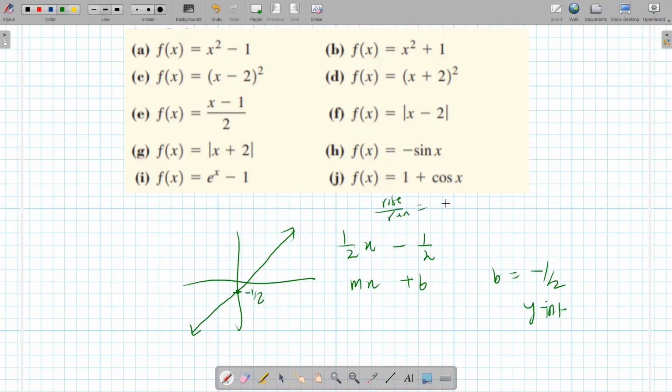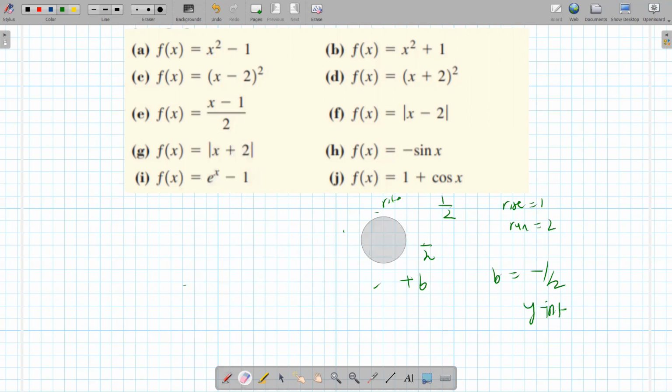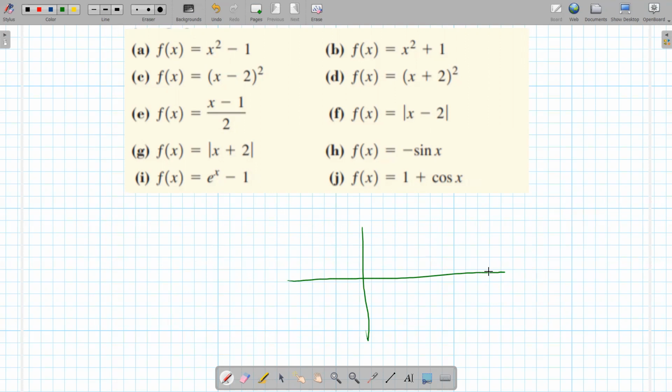Linear, mx plus b. Okay, that's simple. It's a linear, a straight line. This one, G, is absolute value, and it's 2 units to the right, or to the left, sorry. 2 units to the left, exactly. The parent function is a V at the origin. So this is going to be a V 2 units left, at -2, 0.